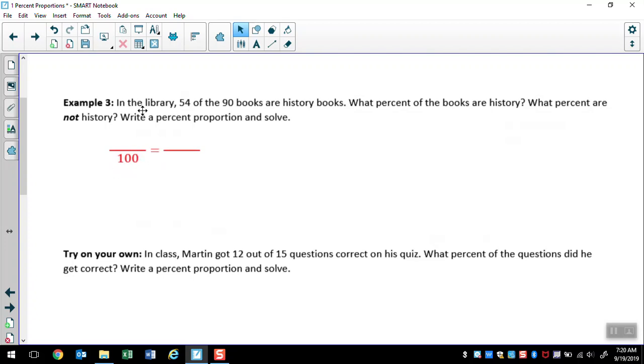All right, so let's read this. In the library, 54 of the 90 books are history books. What percent of the books are history? What percent are not history? Write a percent proportion and solve.